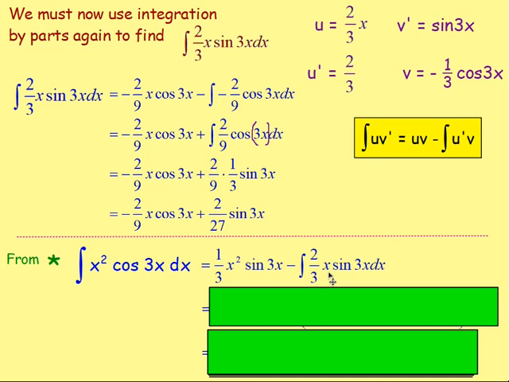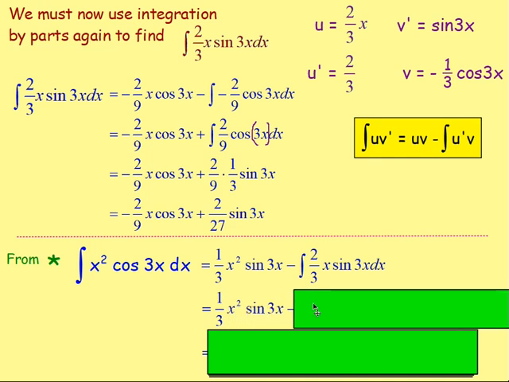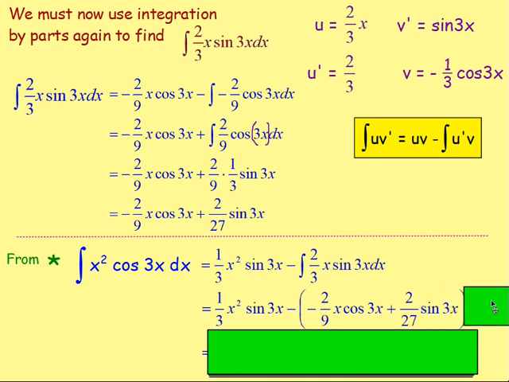And then the integral here we found out to be negative 2/9 x, and so on. So we can replace all that, keep that part as it is, and we're taking away the integral of that part, which is this answer. So we'll have the negative 2/9 x cos 3x plus 2/27 sine 3x. And again, you've got your plus c here on this line.